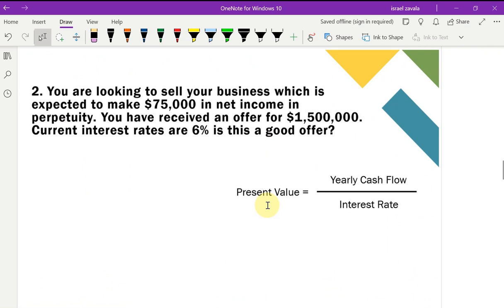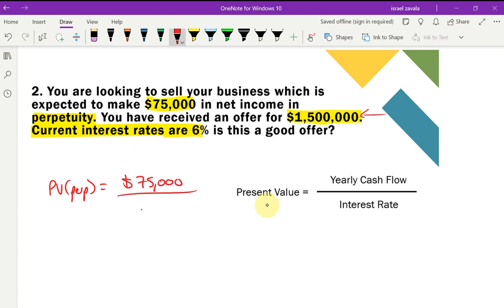So you are looking to sell your business, okay, which is expected to make $75,000 in net income in perpetuity. You have received an offer of $1.5 million. Current interest rates are 6%. Is this a good offer? So we are validating this number to see if we're getting a good offer on our money. So remember, the present value of the perpetuity is going to be equal to the yearly cash flow divided by the interest rate, which in this case is 0.06.